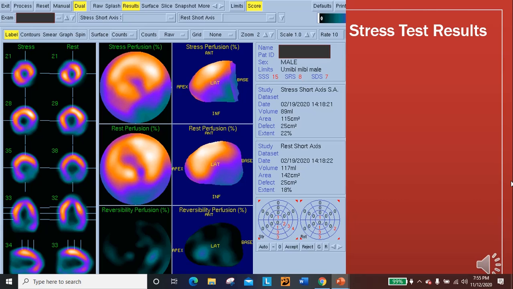You're only seeing one score of 2 instead of 2, 3, and 4. So most of that is pretty reversible. It's not the same, so it's not necessarily fixed as much as the inferior wall would be. On the stress and rest perfusion, where it shows the heart and the base, lateral, anterior portions, and the apex, you can definitely see a lack of perfusion there.